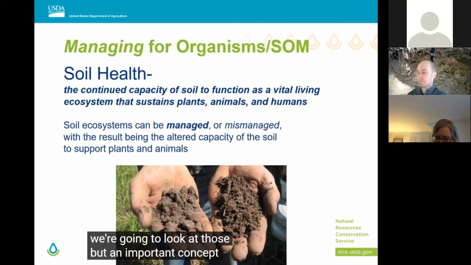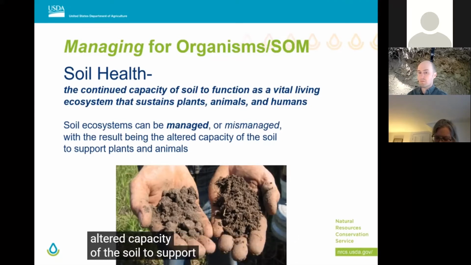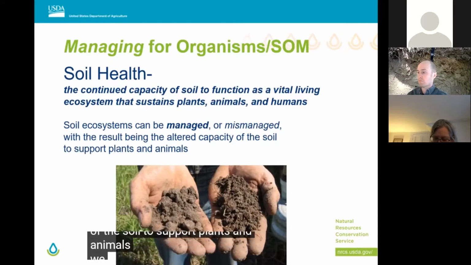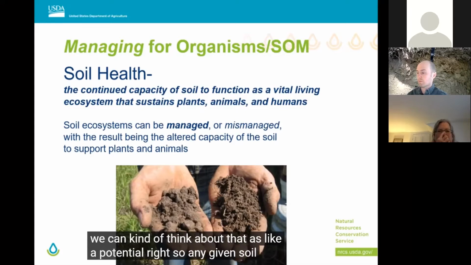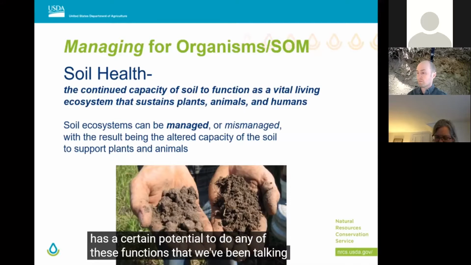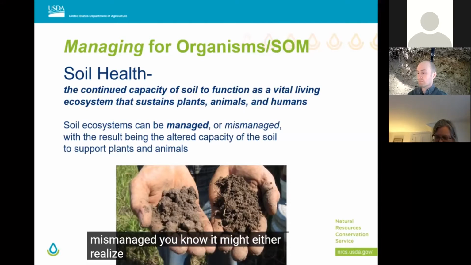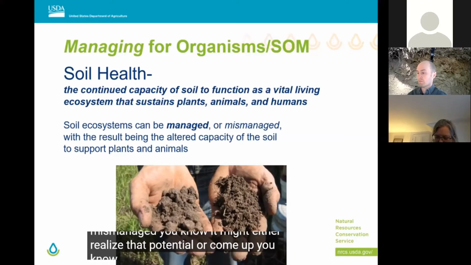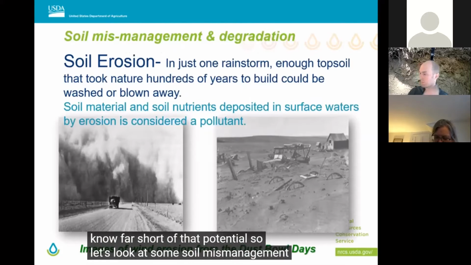But an important concept here is that our soil ecosystems can be managed or mismanaged, with the result being the altered capacity of the soil to support plants and animals. We can think about that as like a potential, right? So any given soil has a certain potential to do any of these functions that we've been talking about. And depending on how it's managed or mismanaged, it might either realize that potential or come up far short of that potential. So let's look at some soil mismanagement examples.